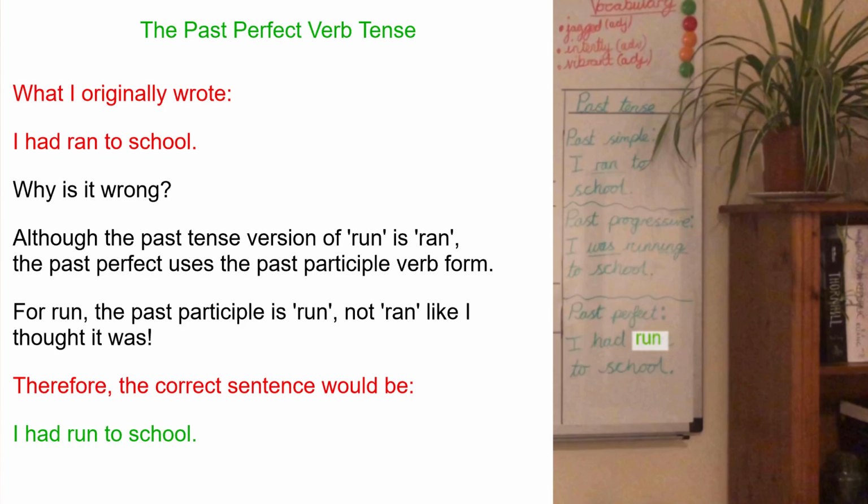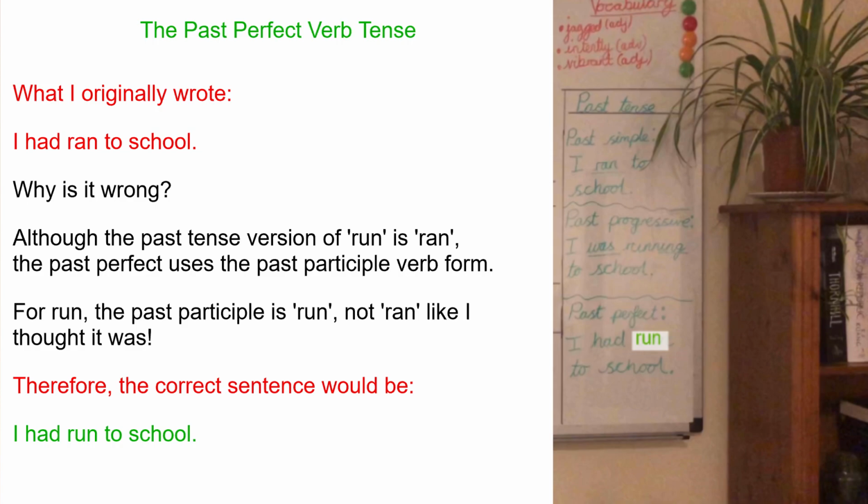So why is that wrong? Because ran is the past tense of run, right? Well, yes, it is the past tense of run, but the past perfect verb form uses something called the past participle verb form. So for this example, the past participle version of run is still run. Now in a lot of verbs, it is the same as the past tense. The past participle and the past tense are the same.